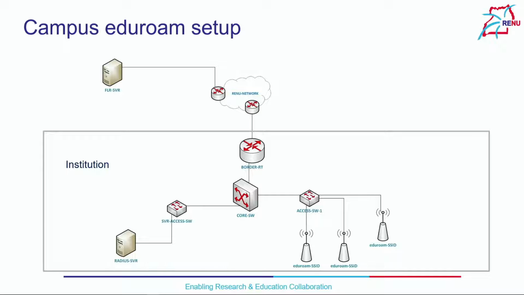Then from the institution, we have a link to the Renu backbone, where we have our federation level radius. That radius knows all the other radiuses in the country. That's what helps in a way that if you go outside your institution, you will still be hooked onto the network.